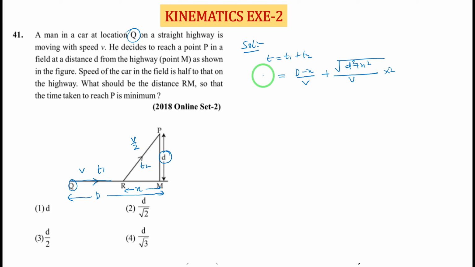Okay. Now on what is this time depending? It is depending on x. So we need to differentiate it and make it equal to 0. For T minimum, dT upon dx will be made 0. So start differentiating this equation.